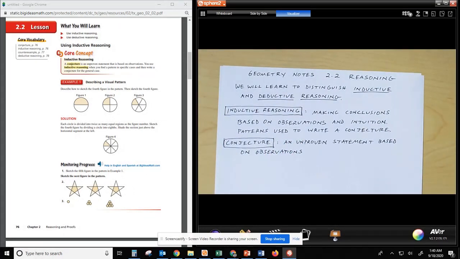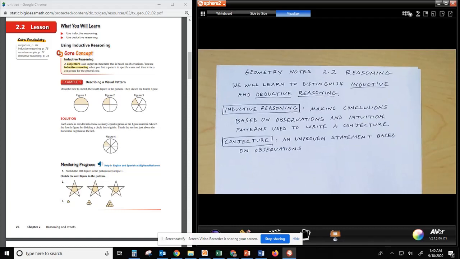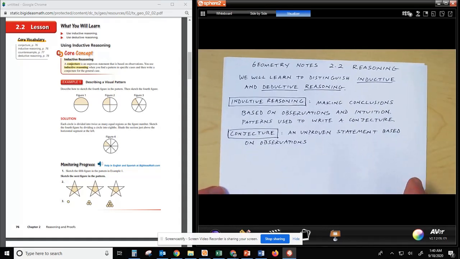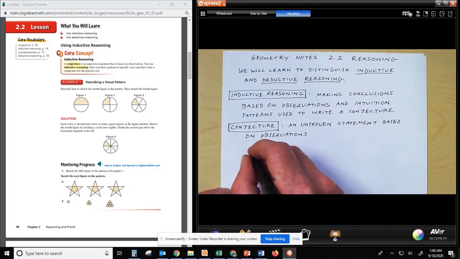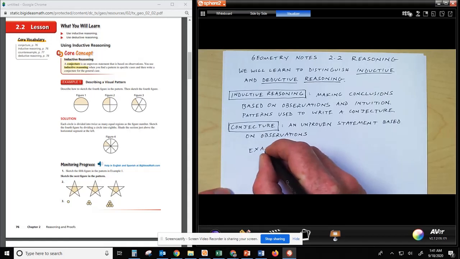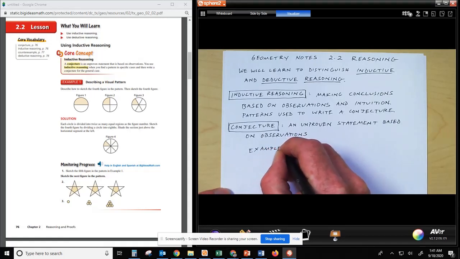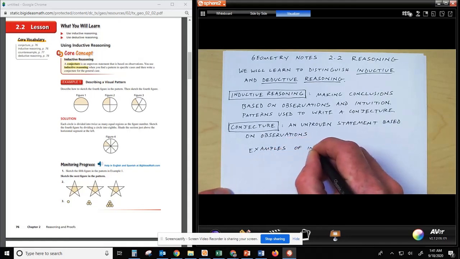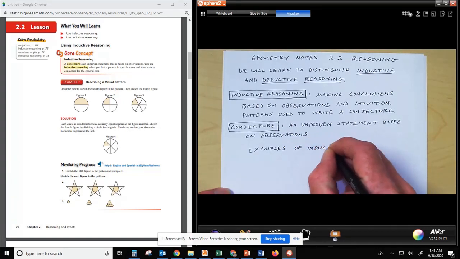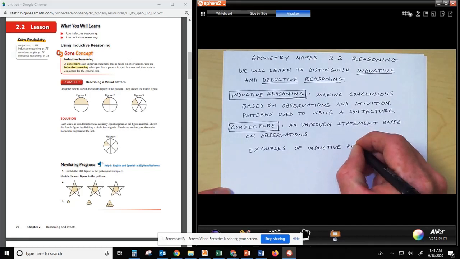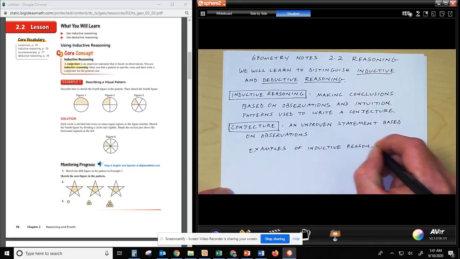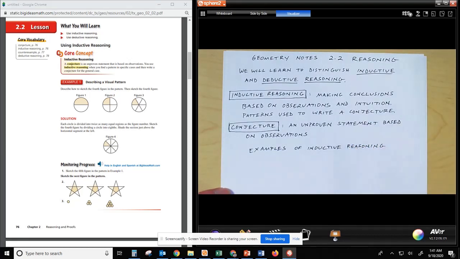In the textbook, I'm on page 76, and we're going to start with a few examples. I've given you a definition. We're going to use some examples that are both from the textbook and some that are just from real life. And so I'm going to make a little break in my notes here. Examples of inductive reasoning. And you guys have all done this before. You just didn't know that it had a name. And you'll see what I mean in the second example.